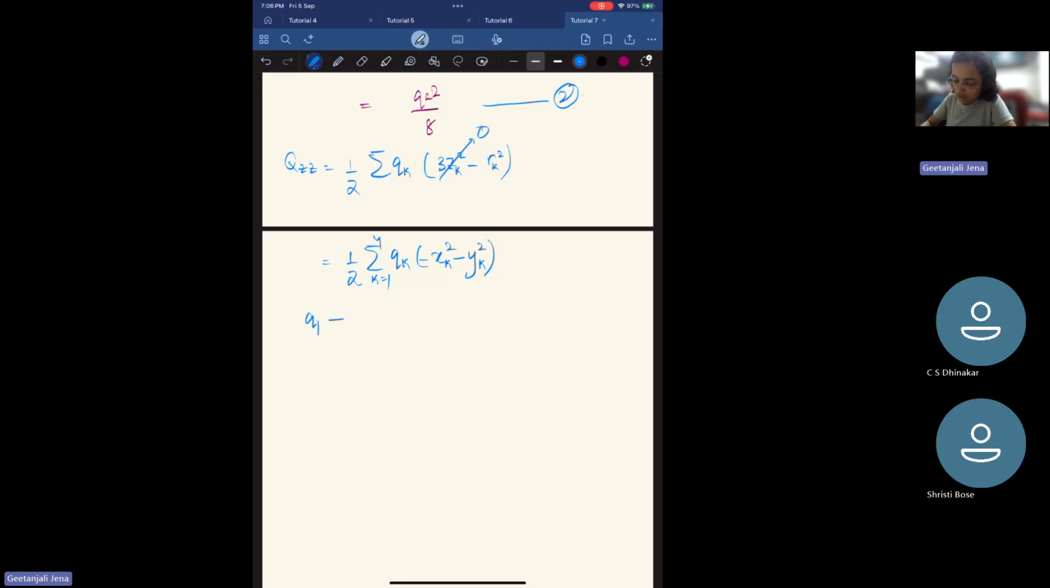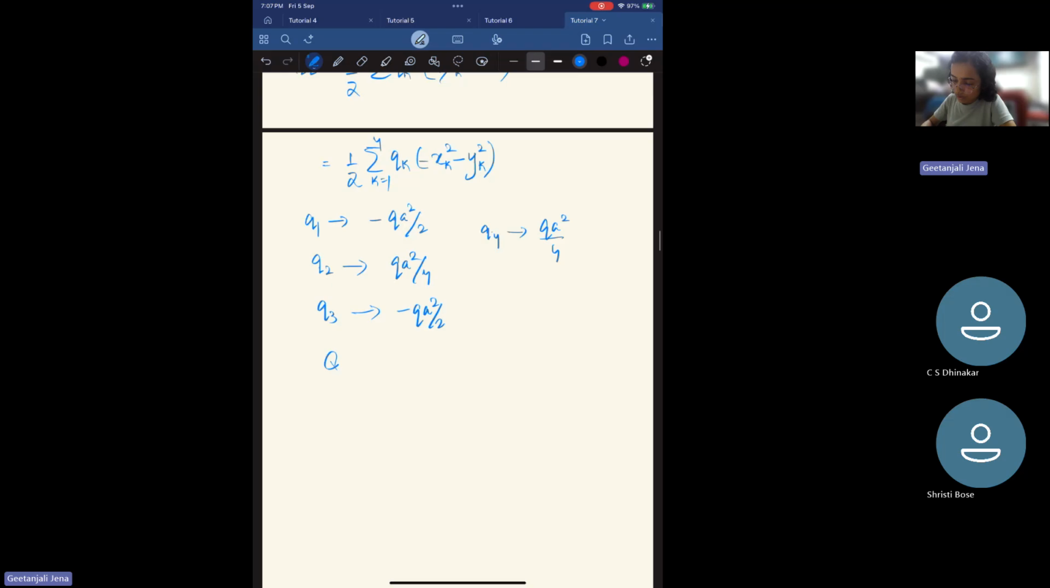So for Q1, just check, you will get minus Q a squared by 2. For Q2, you will get Q a squared by 4. Q3, you will get minus Q a squared by 2. And Q4, you will get Q a squared by 4. So Qzz will be minus Q a squared by 4.